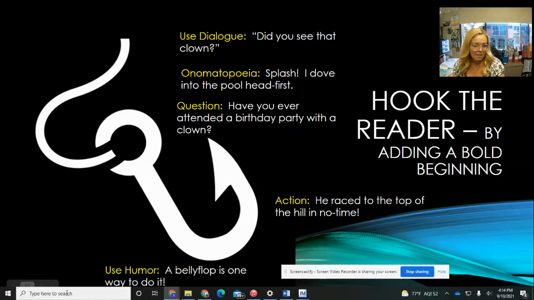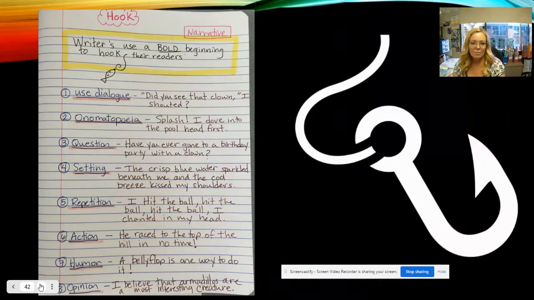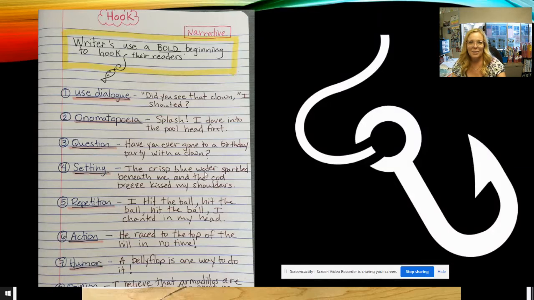Let's see, what else do I have on here? Okay, so we took notes on how to write a hook or different options for writing a hook. And then directly after taking notes and discussing this, the students are supposed to choose a hook and write it into their story. So a hook should always show up within the first paragraph of your writing.